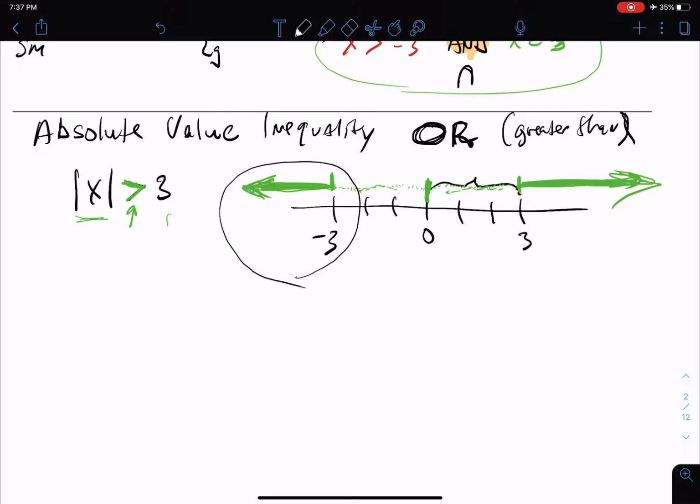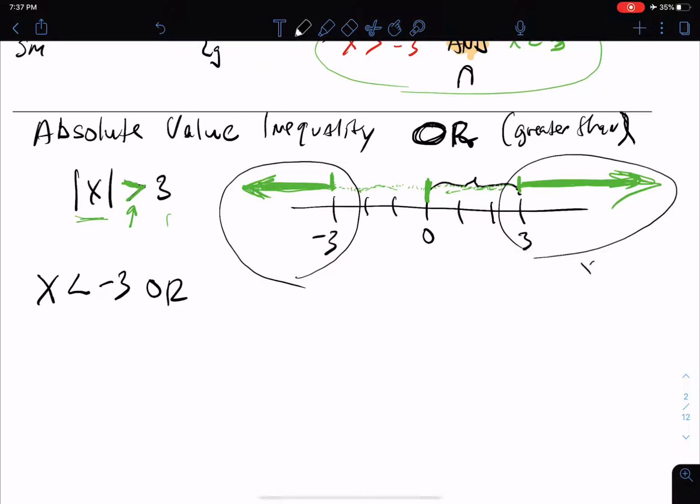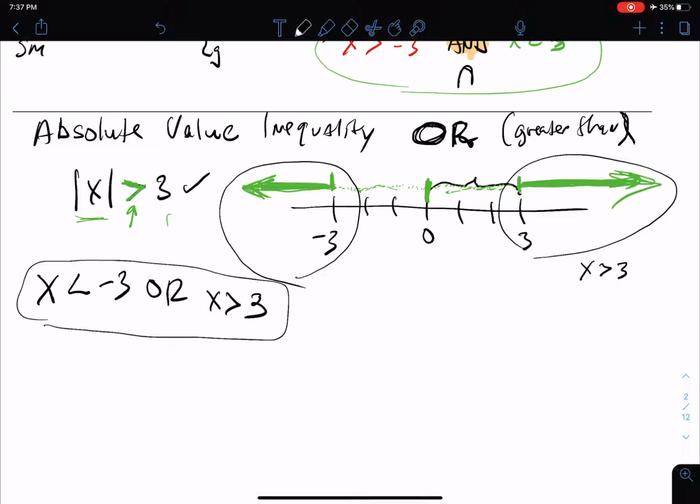Well, I'd describe that as saying x is less than -3. Or, I've got to describe this side now. This one is x is greater than 3. And so this is the equivalent of that statement, but it's a statement that we can now use our algebra to manipulate. Okay. If there was anything else I wanted to say with that, I think that's it for right now.